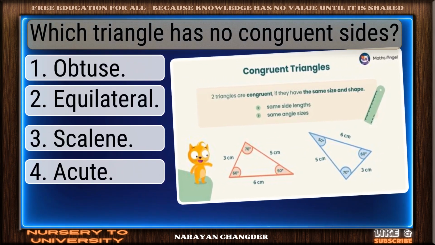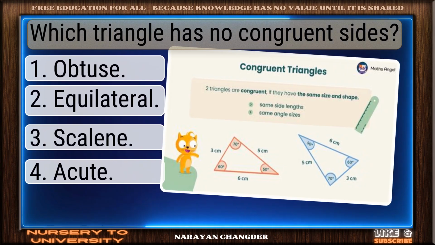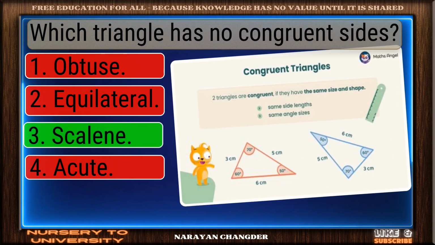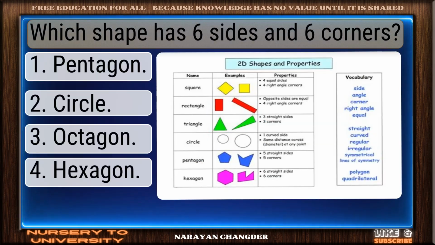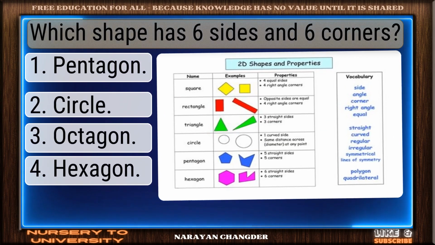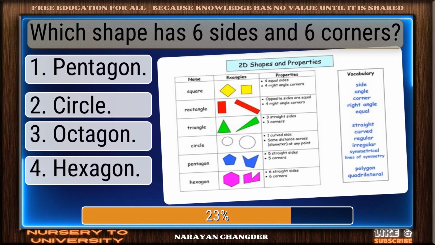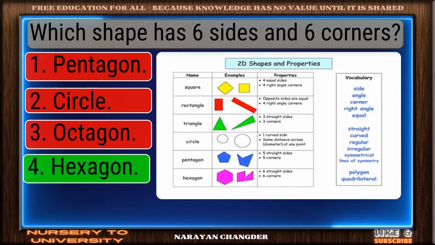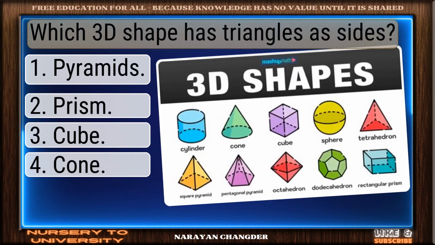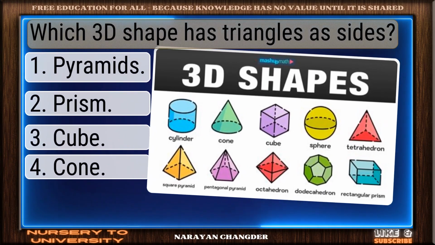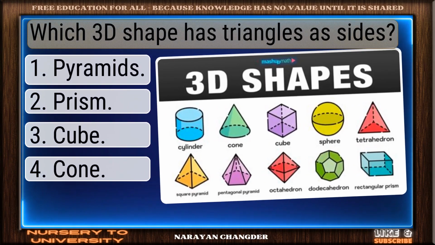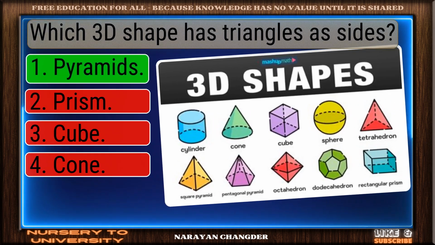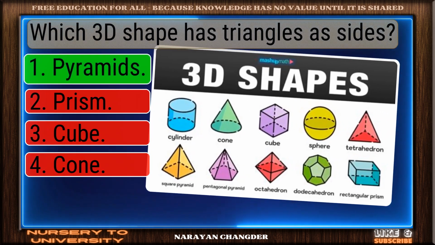Question number 220. Which triangle has no congruent sides? You got it. Your choice, scalene, is right. Question number 221. Which shape has 6 sides and 6 corners? Great job. Hexagon is the accurate answer. Question number 222. Which 3D shape has triangles as sides? On track. Pyramids is the correct answer.